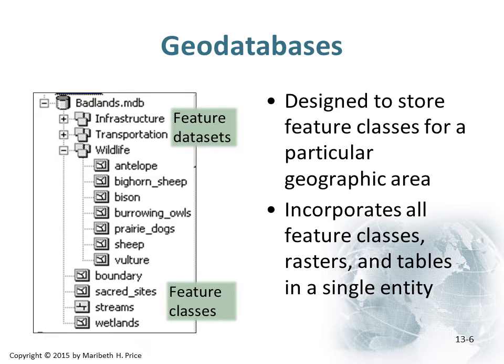Well, they're designed to store feature classes for a particular geographic area. It incorporates all feature classes, rasters, and tables in a single entity. In other words, it's a single storage structure that contains all the data types that you need, and it does so in a file system that has a spatial component. In other words, it defines a geographic area, and sometimes when you're carelessly adding things into geodatabases, you'll find out that if you're adding something that's from outside of the area that is defined as the geographic area of the geodatabase, it will not allow this to happen.